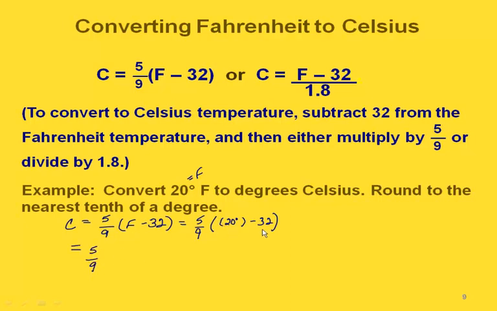Now, order of operations again says that we have to simplify inside the parentheses first. So we would be taking 20 minus 32. That would give us a negative 12. Now we can do our multiplication. And since we have a fraction here, let's write the negative 12 as negative 12 over 1. Now in our numerator we have 5 times negative 12, in our denominator we have 9 times 1.